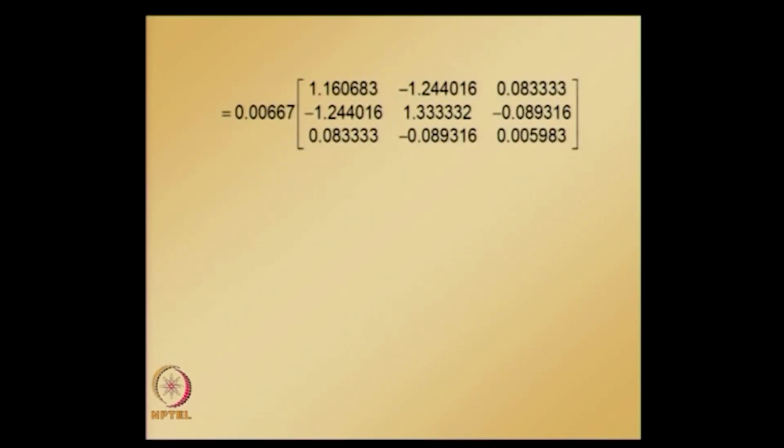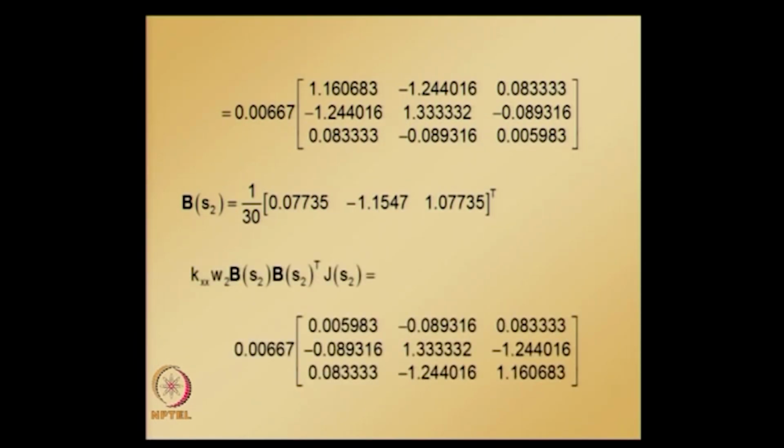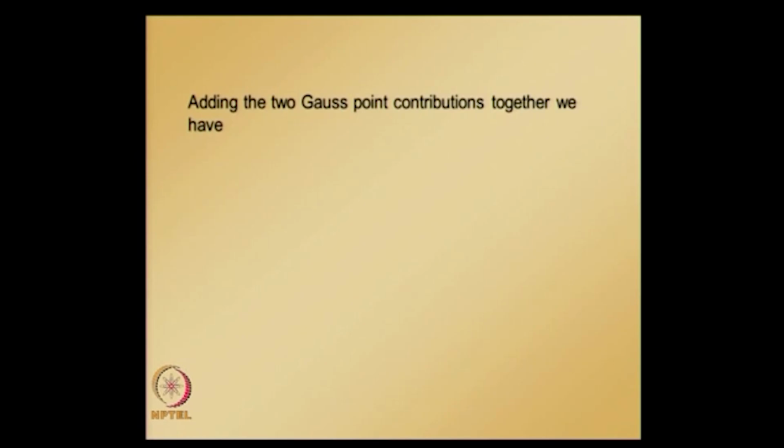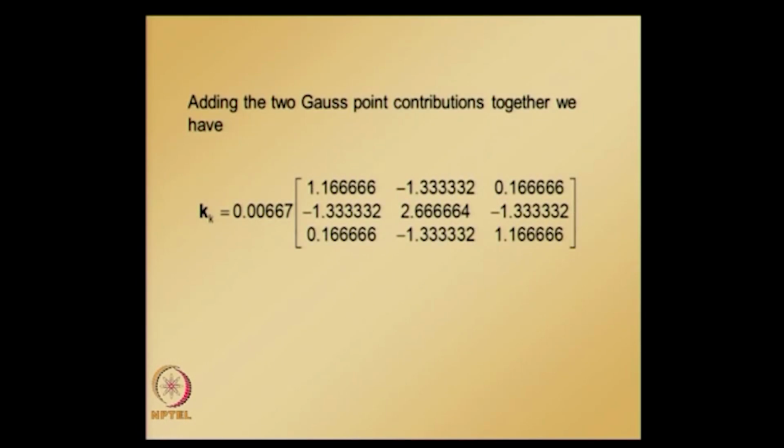simplified form of that, and shape function derivatives at the second integration point, integrand value multiplied by weight at the second integration point, and simplification of this gives, and also adding the contribution at the 2 points, we get the approximate value of Kk using 2 integration points.